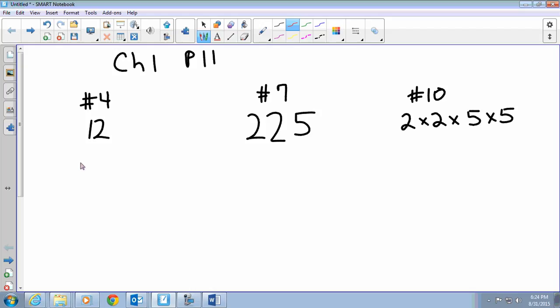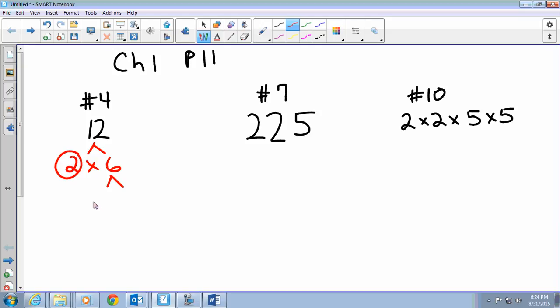They're asking us to find the prime factorization of 12. Like we have been doing, we're going to take 12 and break it down into its prime numbers. What times what gives me 12? Well, right off the bat, I know 2 times 6 gives me 12, and 2 is indeed a prime number. Now remember the definition of a prime number. A prime number only has 2 factors, the number 1 and the number itself.